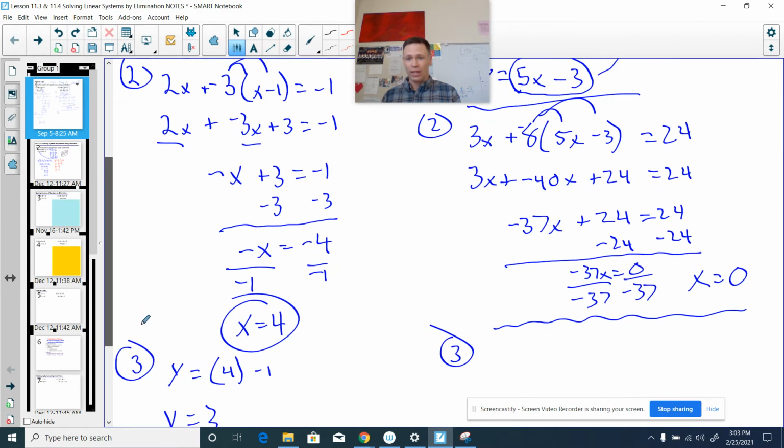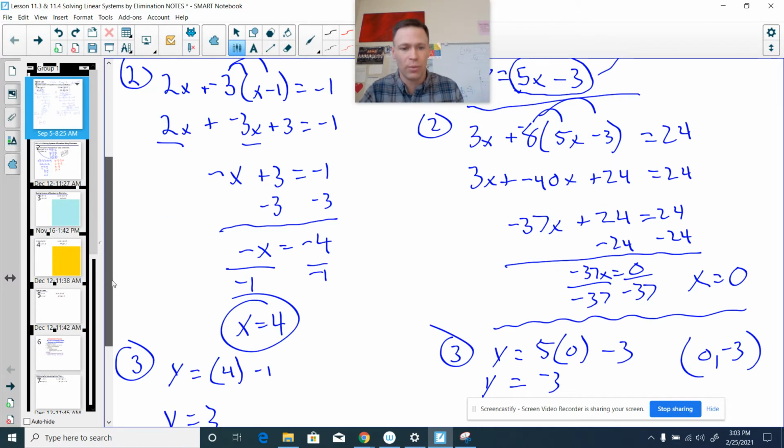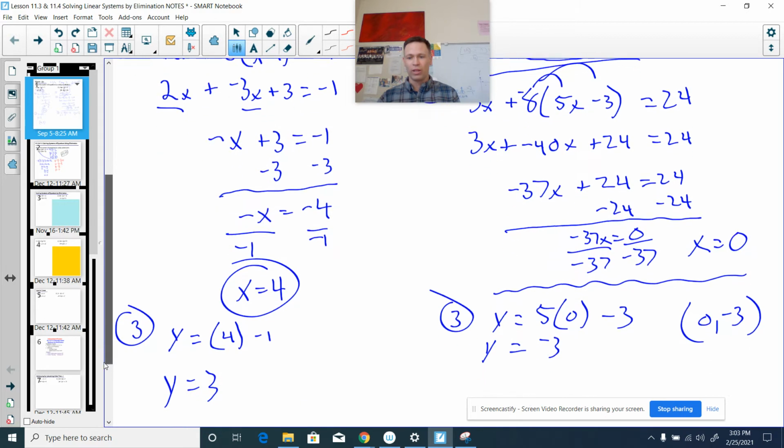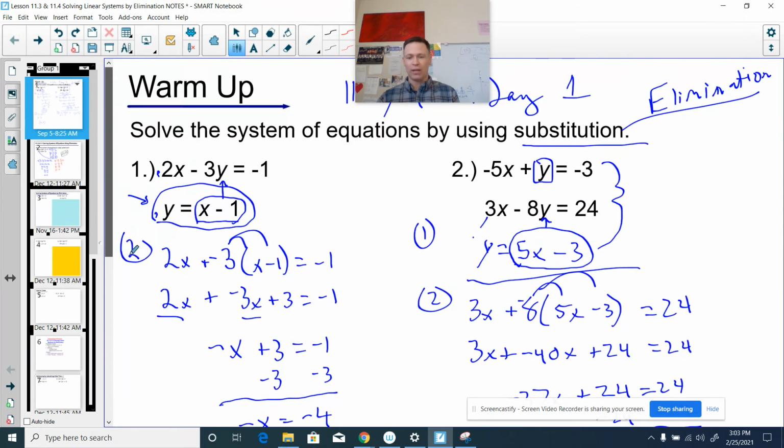So that's y equals 5 times 0 minus 3. And so y will be equal to negative 3. So my coordinate point will be 0, negative 3. And that's the point again where these 2 lines, if we were to graph them, would intersect. That's our answer. So that's a warm-up of substitution. Again, if you want to see these, you can go back and see them.